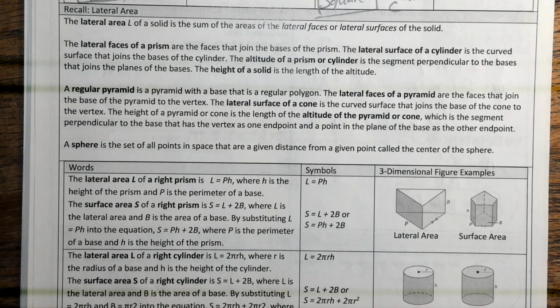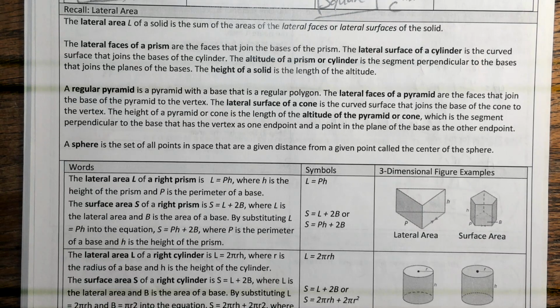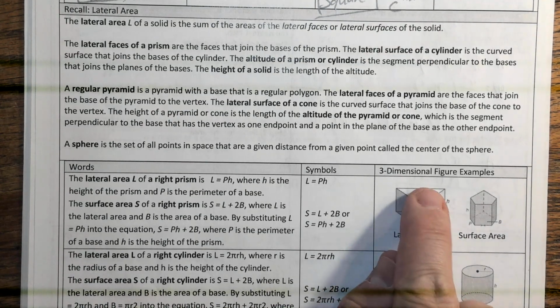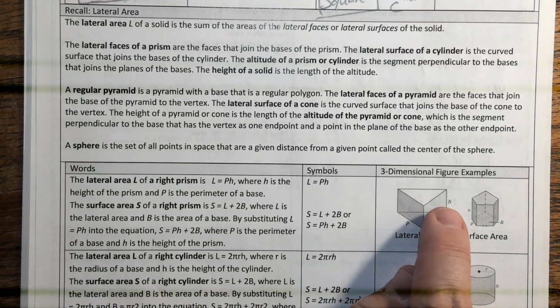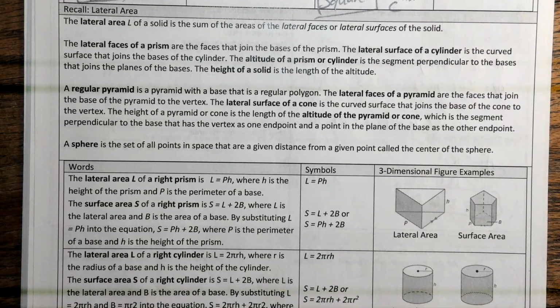The lateral faces of a prism are the faces that join the bases of the prism. So these join the top and the bottom, and there's one in the front, or one on the left, one on the right, and one on the back, because that's a triangle. It has a triangular base.